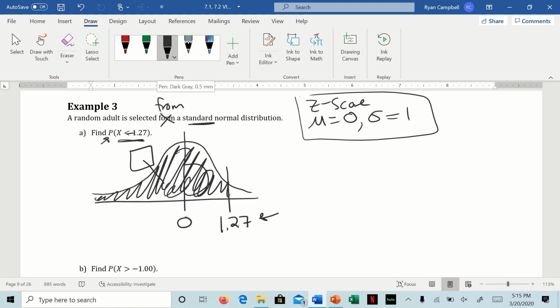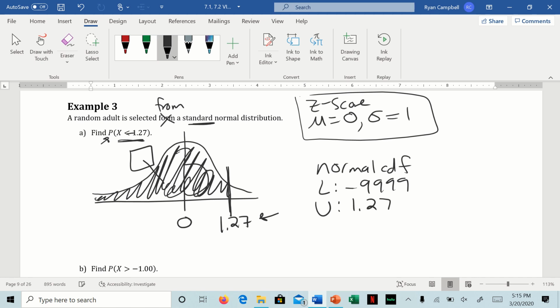So in our calculator, we're going to type normal CDF. What's the lower? We see that the lower of this area, the smallest number, just goes on forever. So that's negative infinity or negative 9999. What's the upper? In this region, the biggest number is 1.27. The mean is 0. Standard deviation is 1. Right? And again, this is perfect for partial credit. Just writing this out tells me everything I need to know, right?